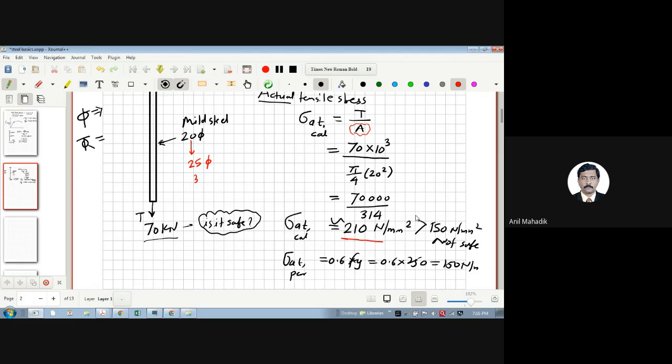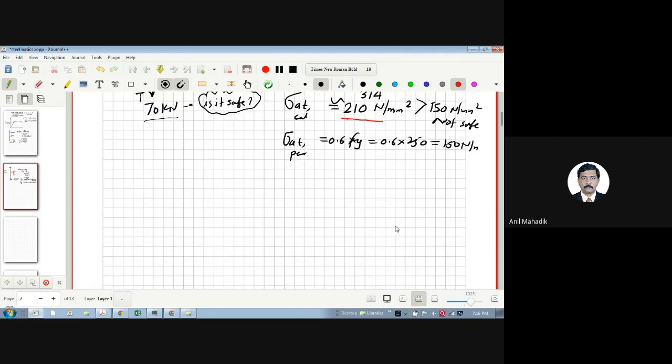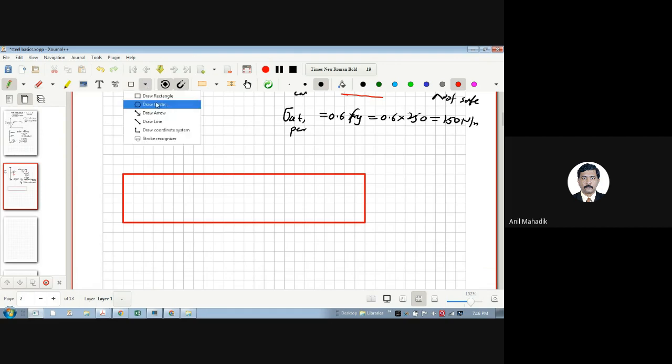So this is the design of bars in tension. Such cases come up in trusses also. If I ask you, there is a truss, and all of you know that whatever members are there in a truss, they are all axial force members. So there is no bending in the truss. Generally this is the case.